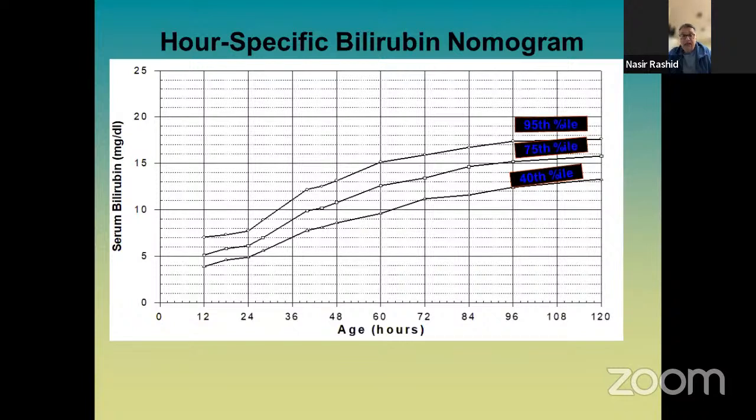So as of now, we are still using the nomogram that was published in 2005, and it has 3 risk zones: low, intermediate, and high risk. You put the baby on it based on the serum bilirubin level and age in hours. And that is very important. You have to know exactly when the baby was born and when the bilirubin was drawn. And when you put it on the graph, it will give you where the bilirubin falls on this nomogram. Next slide, please.